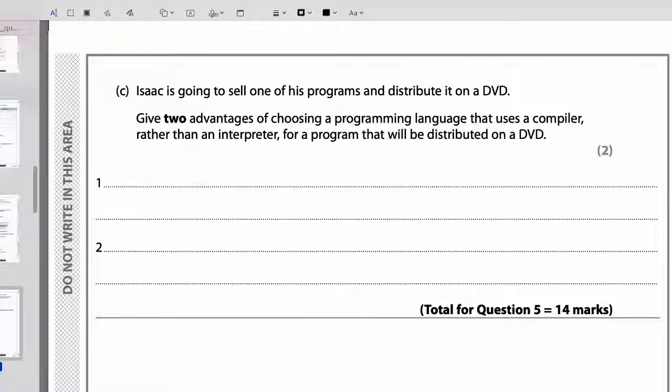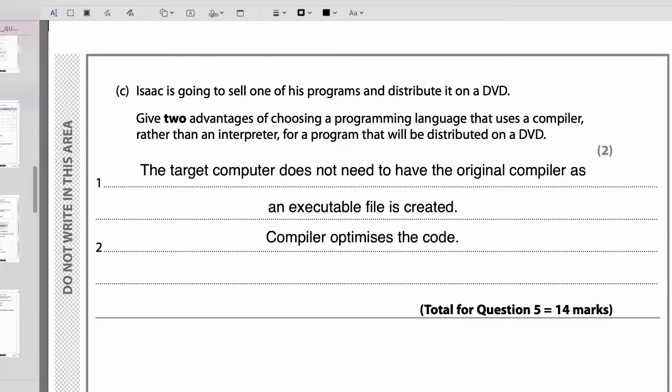Whereas with something like Python, which is interpreter based, you still need the IDE to be able to run the program. And it doesn't create an executable file, you've just got this code, you can see the code, and you need to have the IDE, you need to have IDLE, for example, to run the Python code. So my 2 points there: the target computer does not need to have the original compilers. An executable file is created and the compiler will optimize the code. And that completes question 5 for 14 marks.